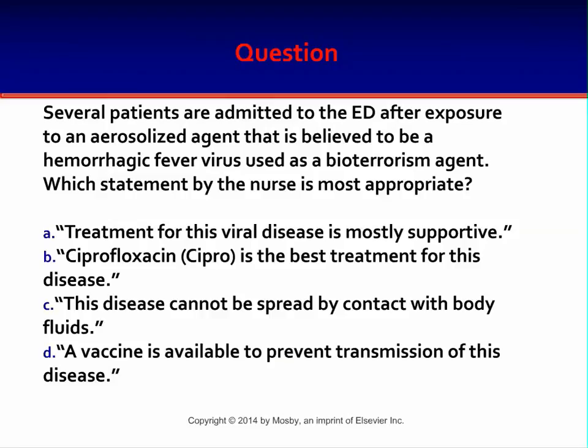Only supportive treatment is available for hemorrhagic fever. A vaccine is available for yellow fever only. The disease is carried by rodents and mosquitoes and through direct person-to-person contact with body fluids. The virus can be aerosolized. Ciprofloxacin is used to treat a bacterial infection.